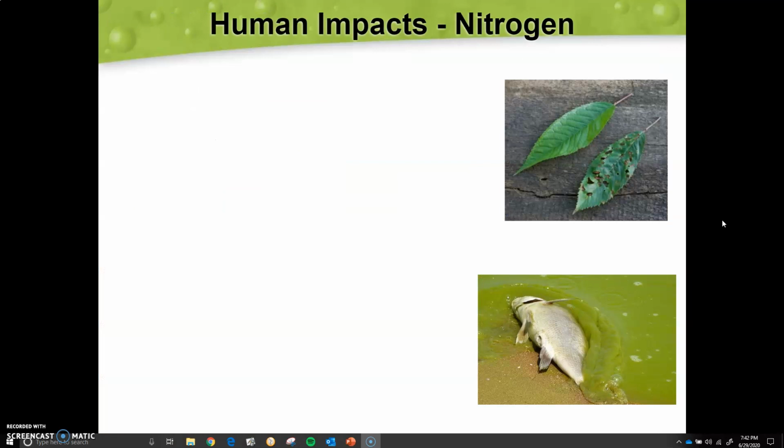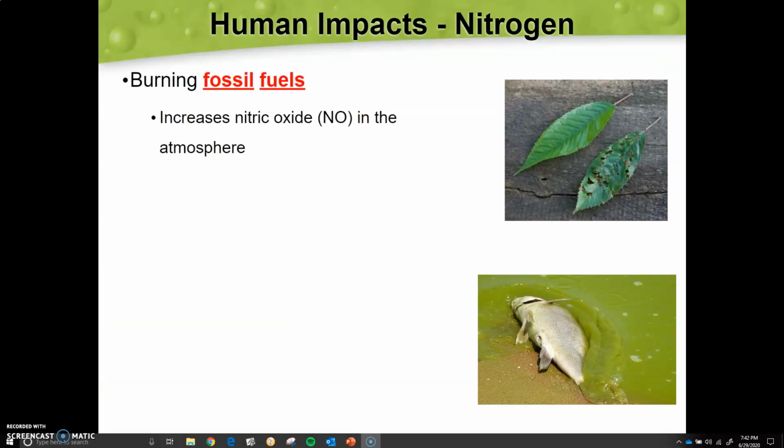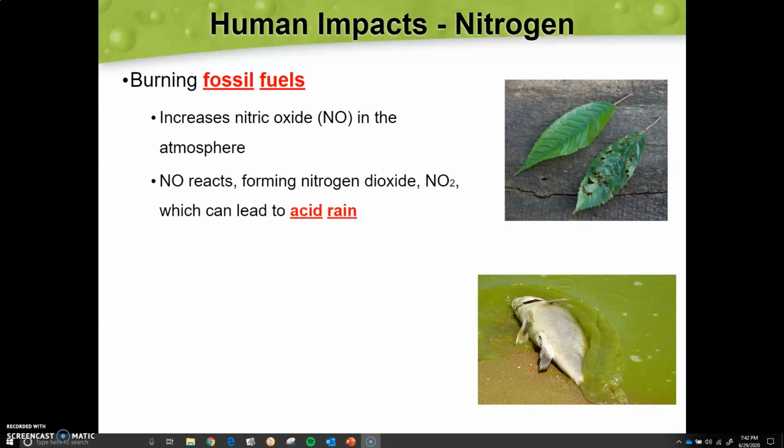Okay, human impacts from nitrogen. Burning of fossil fuels is going to increase nitric oxide, or NO, in our atmosphere. It's going to react, forming nitrogen dioxide, which can lead to acid rain. That changes the water chemistry and will make the precipitation coming down more acidic. You can see it in this image here with these leaves.